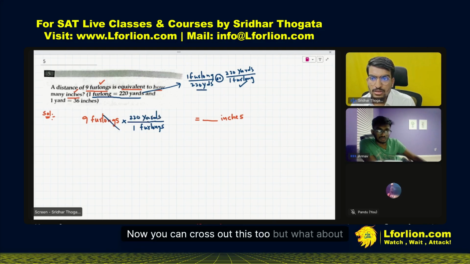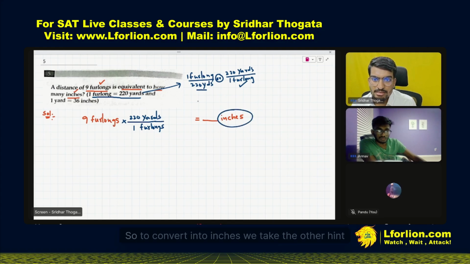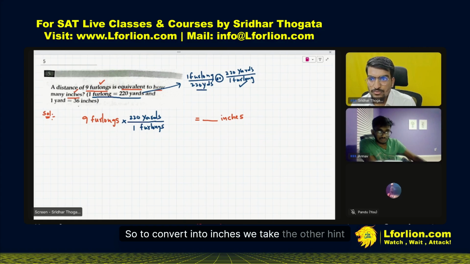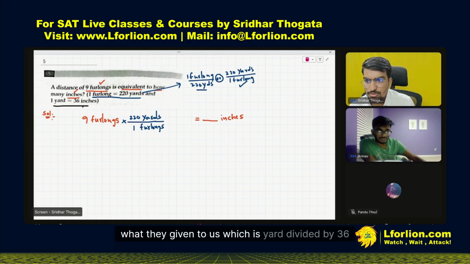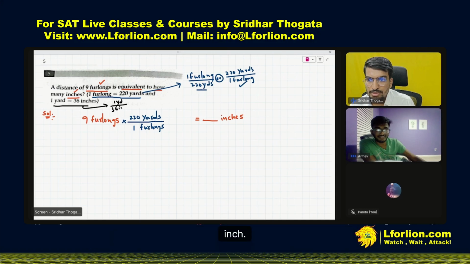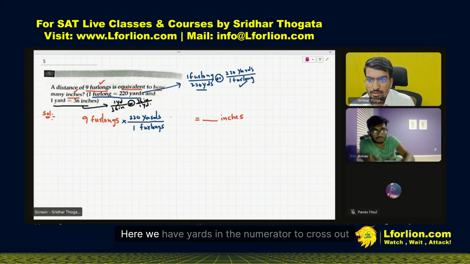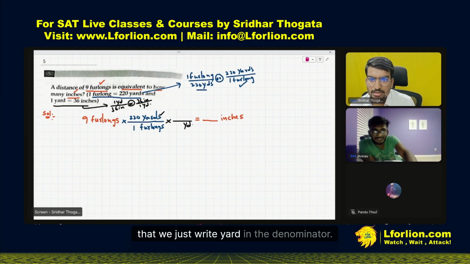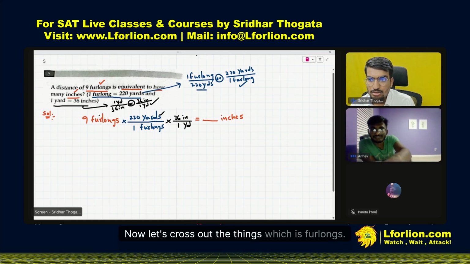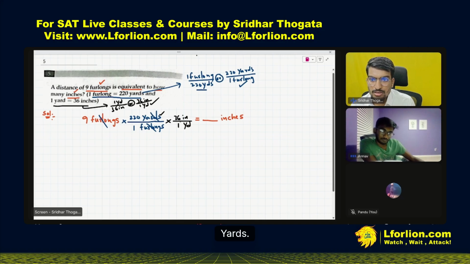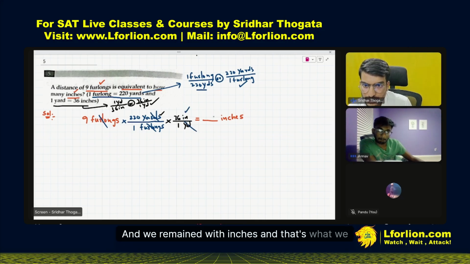Now you can cross out furlongs, but what about yards? Yards will still be there, but we need units as inches. So to convert into inches, we take the other hint they gave us, which is 1 yard is 36 inches, or we can use 36 inches by 1 yard. Here we have yards in the numerator. To cross that out, we write yard in the denominator. So we choose the second one, which is 36 inches divided by 1 yard. Now let's cross out furlongs and yards, and we remain with inches, and that's what we need.